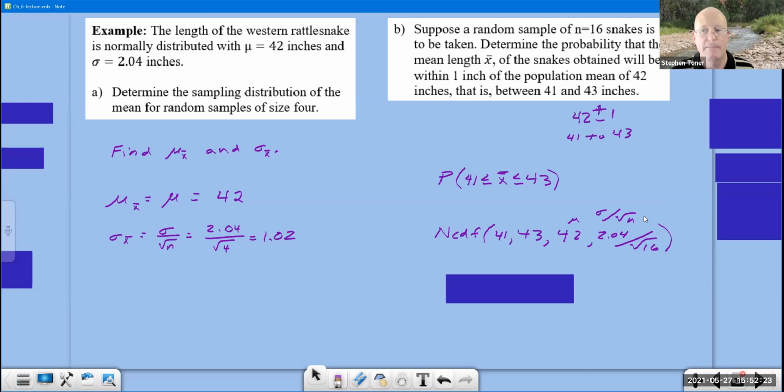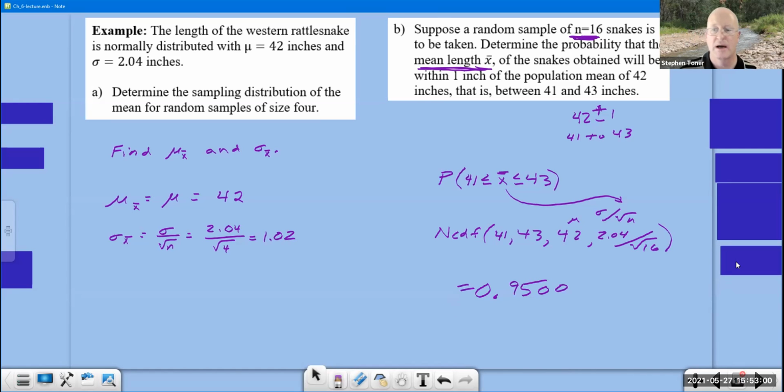Okay, at this point, I'm going to do normal CDF between 41 and 43. There's my mu. But, and here's the big difference, I need to divide my sigma by the square root of n. When they are giving us a sample size, that is clue number 1: sample size given to you, and find the probability that the mean length is between these values. That's the clue that tells you, hey, we're going to be dividing by the square root of n here. So on our calculator, when we do this, out will come our answer of 0.9500.